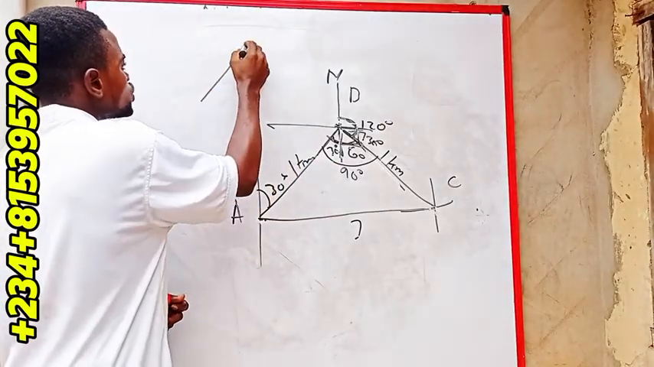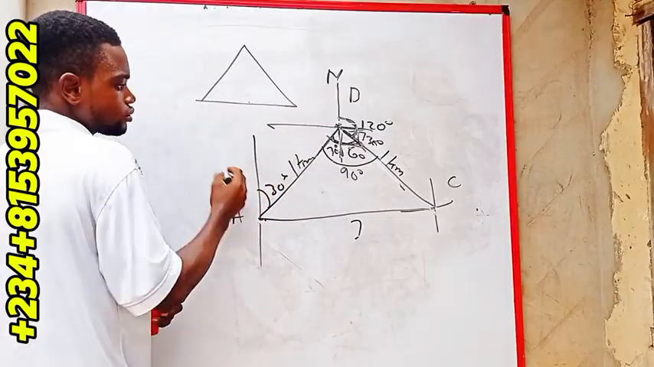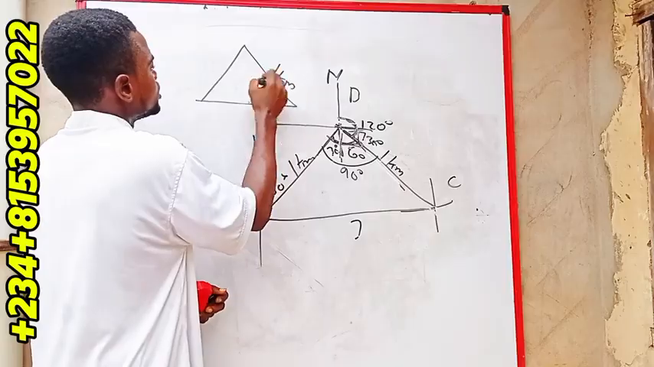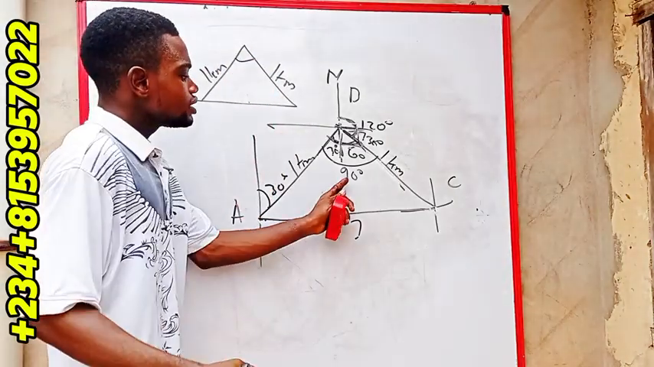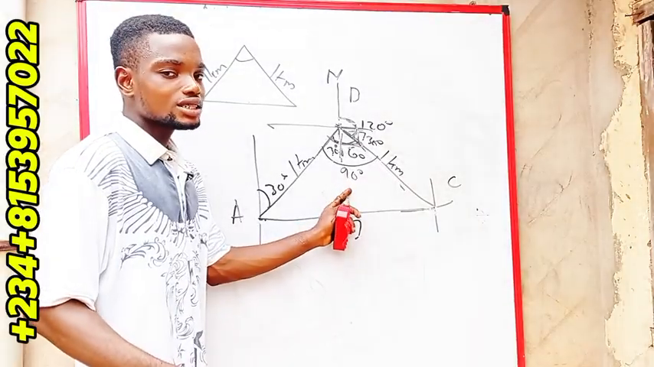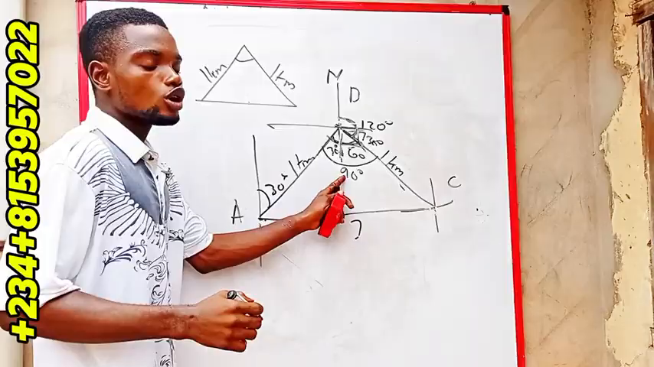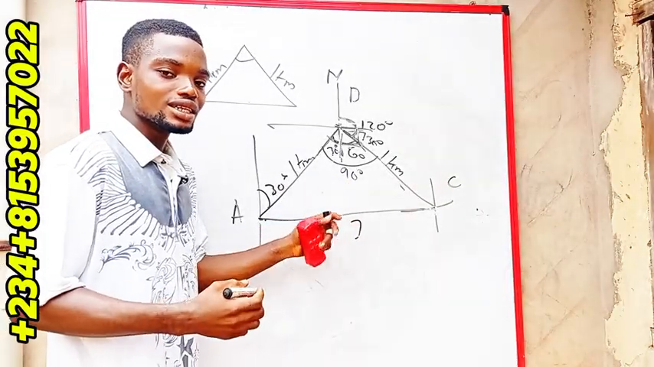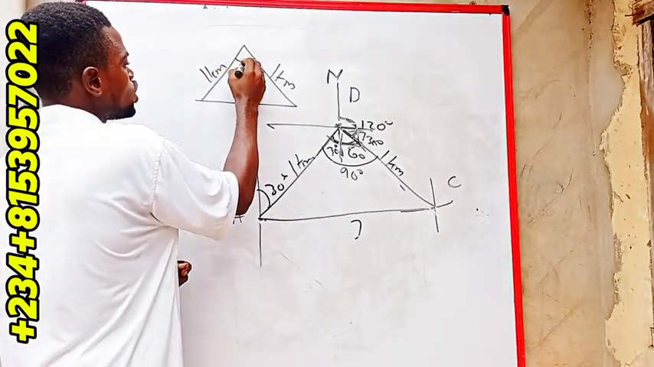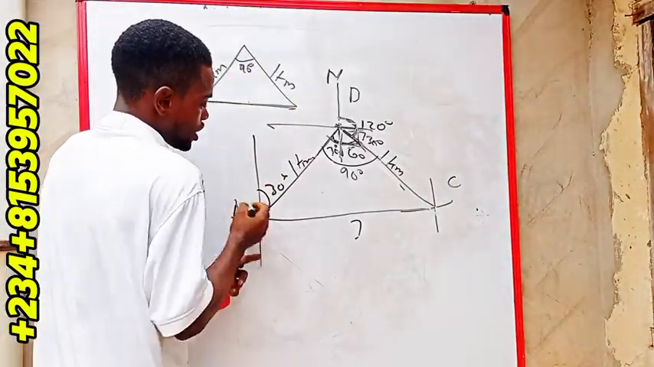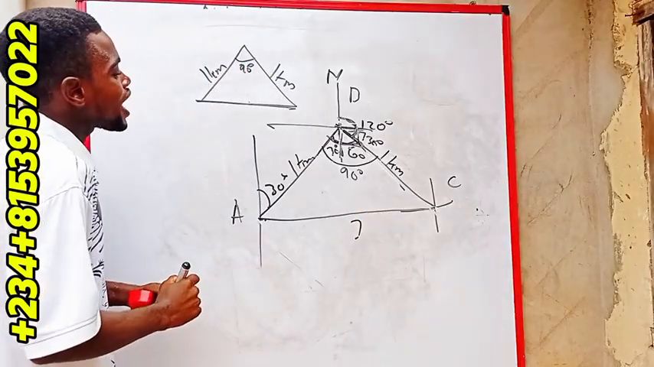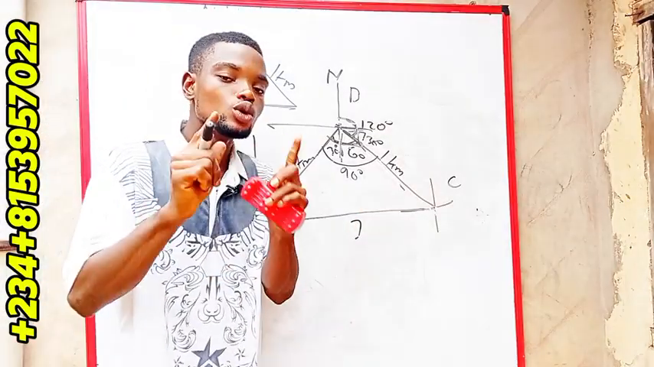Now, this is what we have resulted so far. This is 1 kilometer. This is 1 kilometer. Now, in your question, this angle may not be 90 degrees, maybe 20 degrees, 30 degrees. But once you have calculated this angle to be 90 degrees, to find the distance over here, you have to use the Pythagorean theorem.